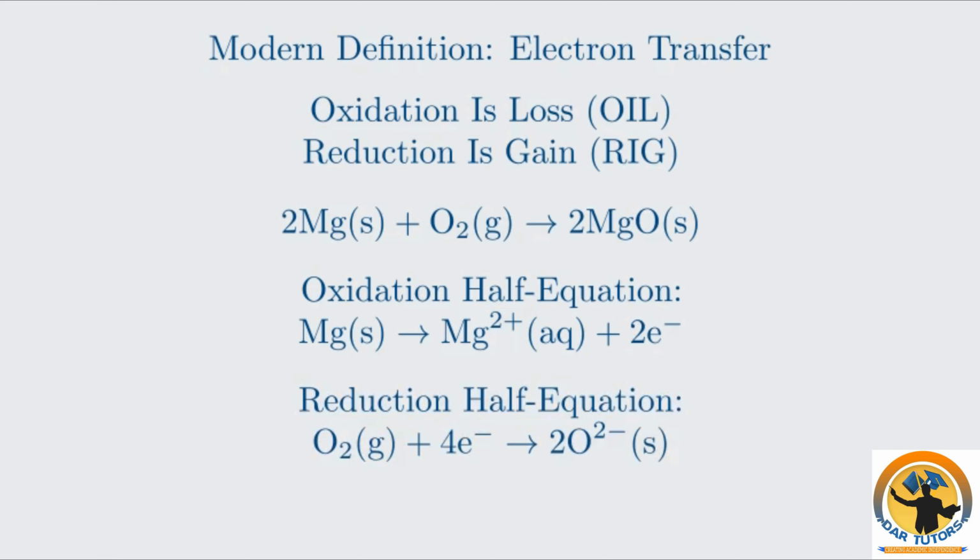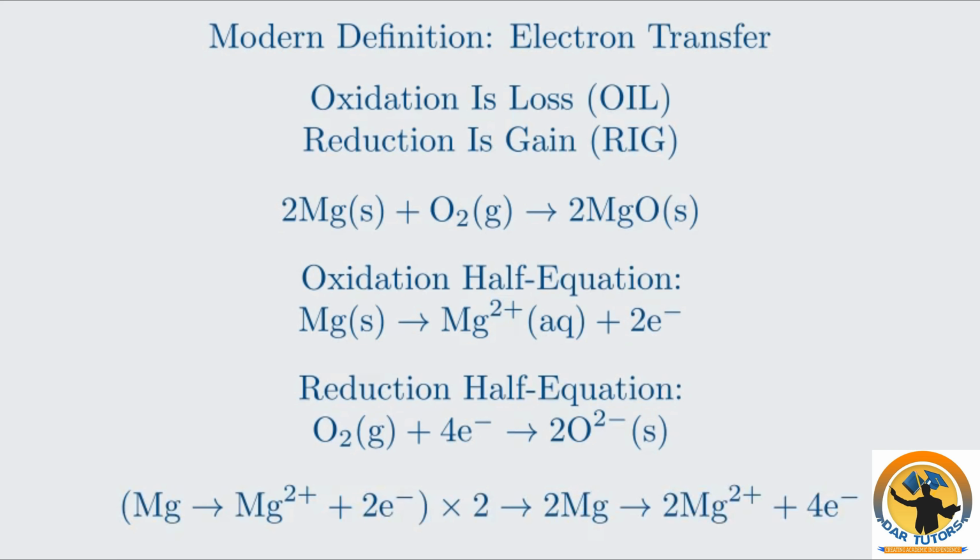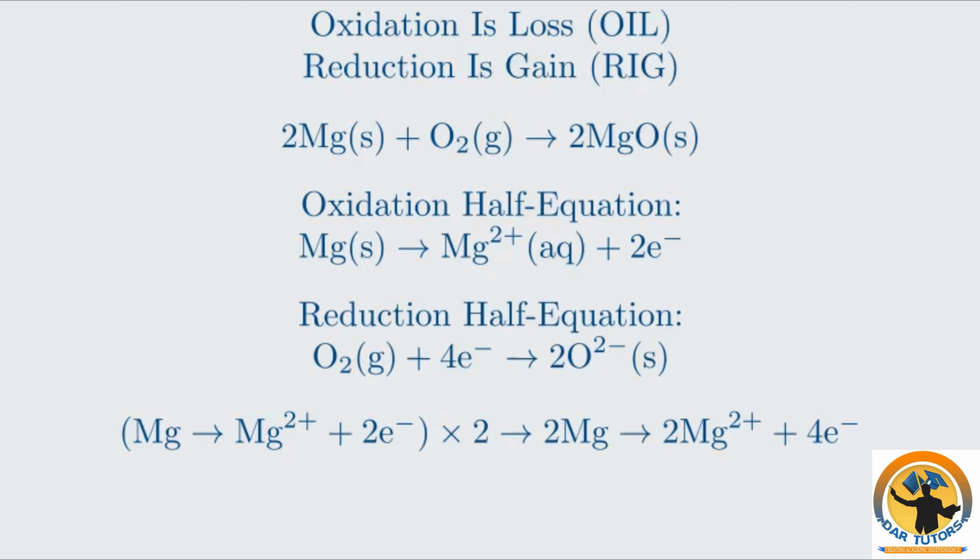To get the overall reaction, we combine these half equations. The number of electrons lost must equal the number of electrons gained. The oxidation half equation must be multiplied by 2. Multiplying the oxidation half equation by 2 gives us 2 Mg gives 2 Mg2+ plus 4 electrons. Now, adding the balanced half equations gives us 2 Mg plus O2 plus 4 electrons, gives 2 Mg2+ plus 2 O2- plus 4 electrons.